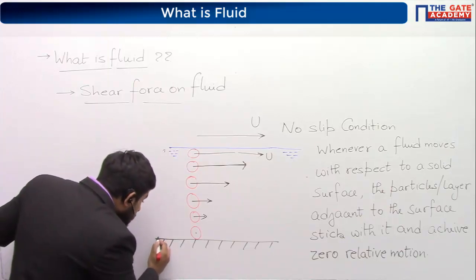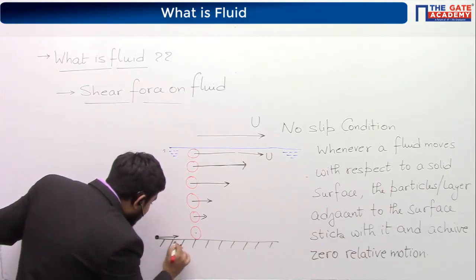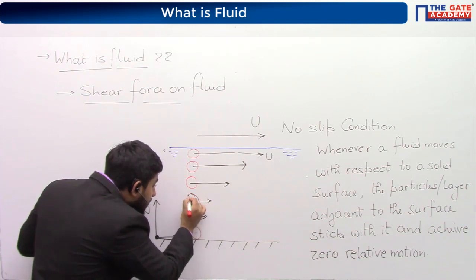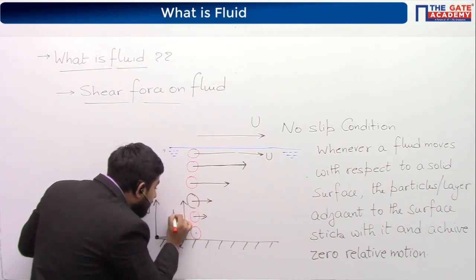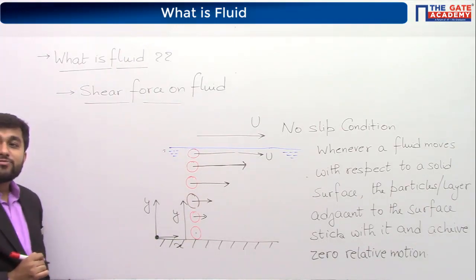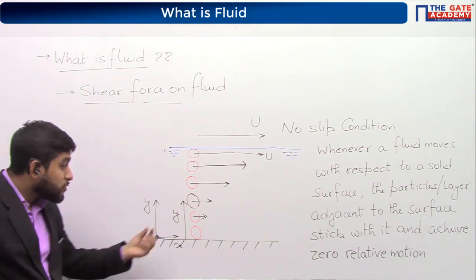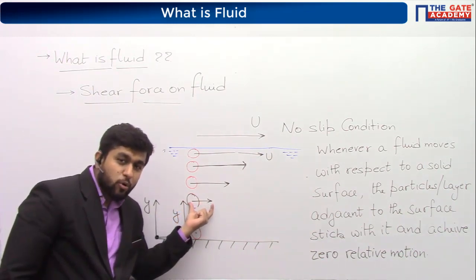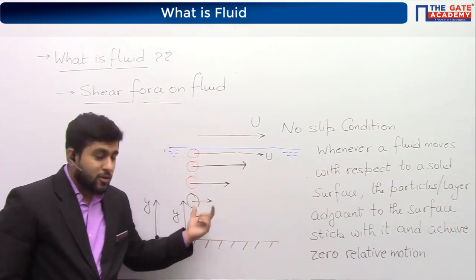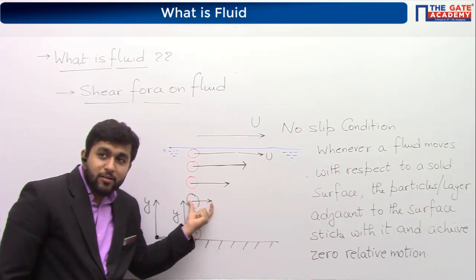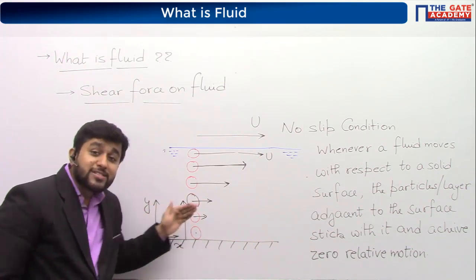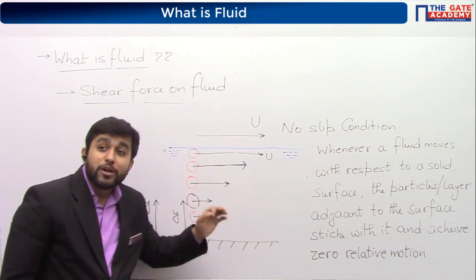Now what you do, you take a coordinate system. This is the x direction, this is the y direction, and we have a particle which is at a distance y from the bottom. Now can you tell me what is the direction of motion of this particle according to experiment? These are all experimental observations. I think it is the x direction. So along the x direction, this velocity component is written as u.